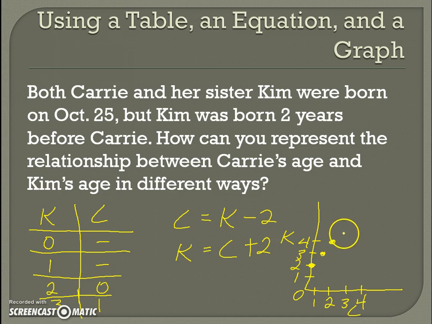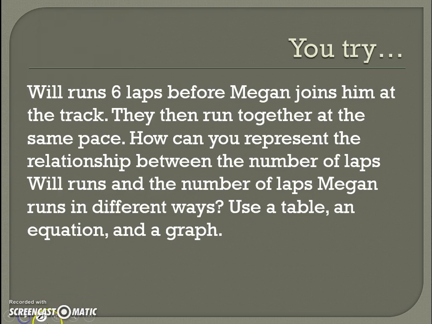And I kind of run out, but you can see how this creates a pattern that would extend going on forever. So that would be the graph that represents the relationship between their two ages. And please excuse my not straight lines. All right, so you go ahead and take a look at that one and try. You want to make a table, an equation, and a graph.